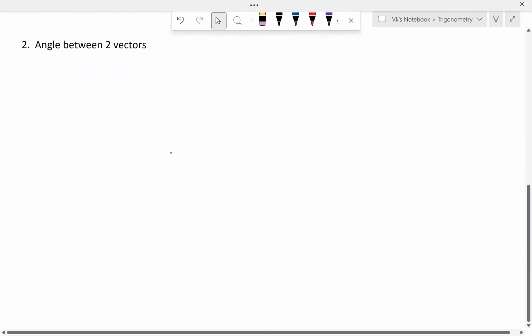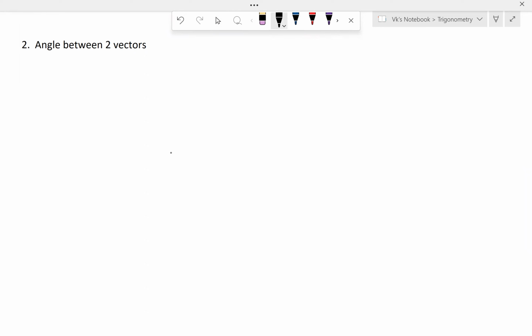Two, angle between two vectors. Let's say we have the vector A, and here comes the vector B. Then there's an angle theta between them. In order to figure out the angle between two vectors, we have to make a triangle. So here comes this vector. It doesn't matter if you take it in the direction up or down. So I'm going to take it this direction.